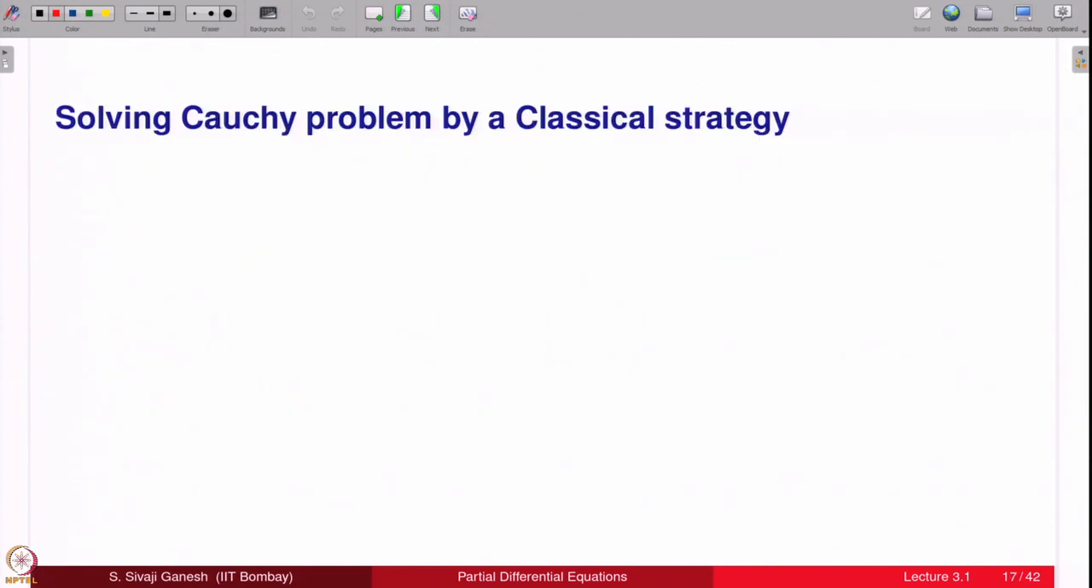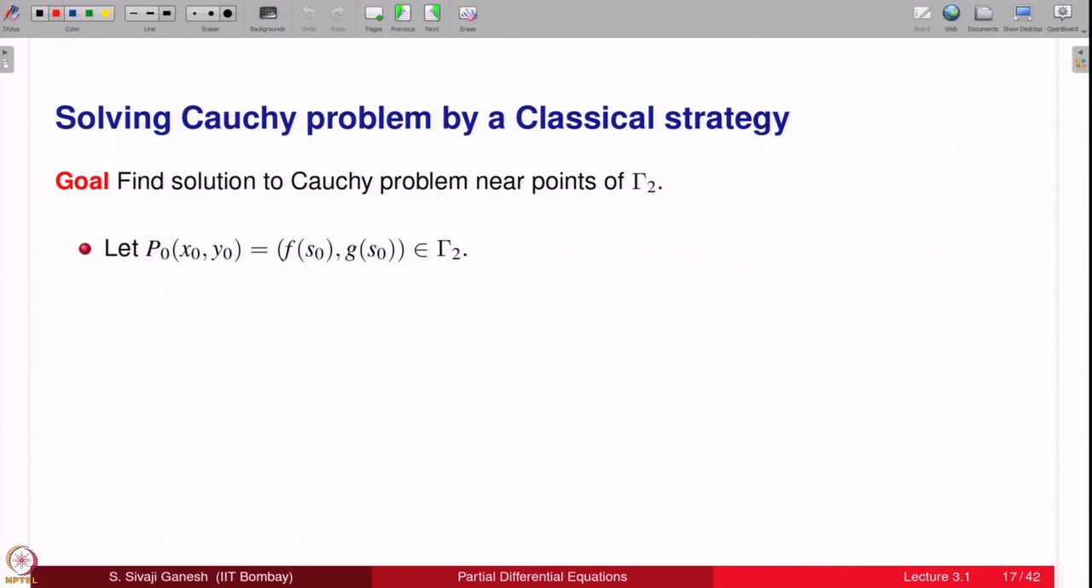Now we discuss a classical strategy to solve the Cauchy problem. The goal is to find a solution to the Cauchy problem near points of gamma 2, because functions will be defined in a neighborhood of gamma 2. The same thing was true for the first order partial differential equations also. So, take a point on gamma 2, p naught. In terms of x and y, you may call it (x naught, y naught). In terms of the parameter running on gamma 2, (f(s naught), g(s naught)).